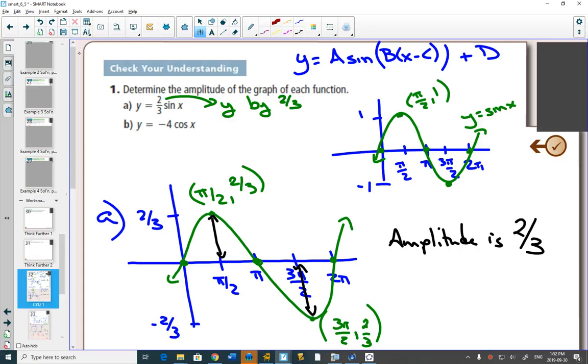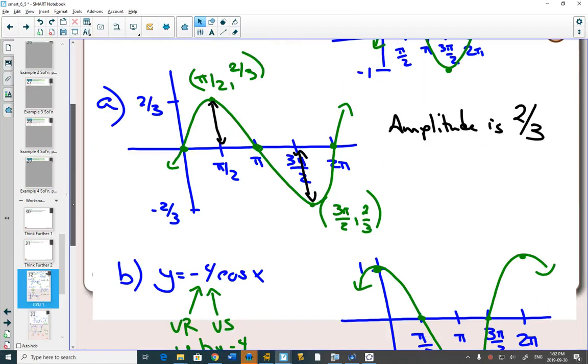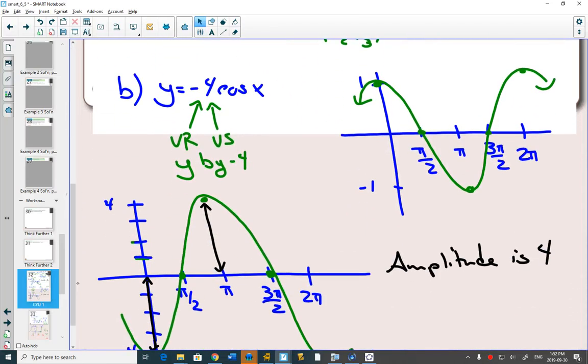I don't know how you're going to do that. But if you have some sort of memorization technique that works, that A for amplitude, perfect. So your A value is always going to affect your amplitude. So here we see a 2/3. You can say right away, my amplitude is 2/3. Here we have a -4. Your amplitude is always positive. Despite being reflected, because amplitude is a distance from a maximum or minimum to the center line, and distances are always positive, our amplitude for the second one is 4, despite there being a -4 in front.